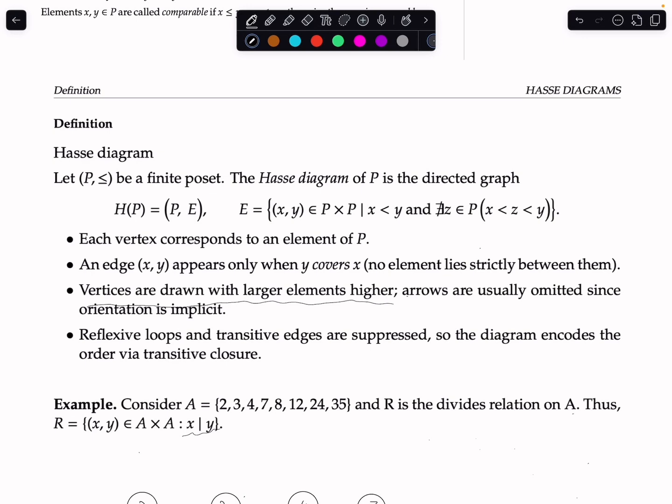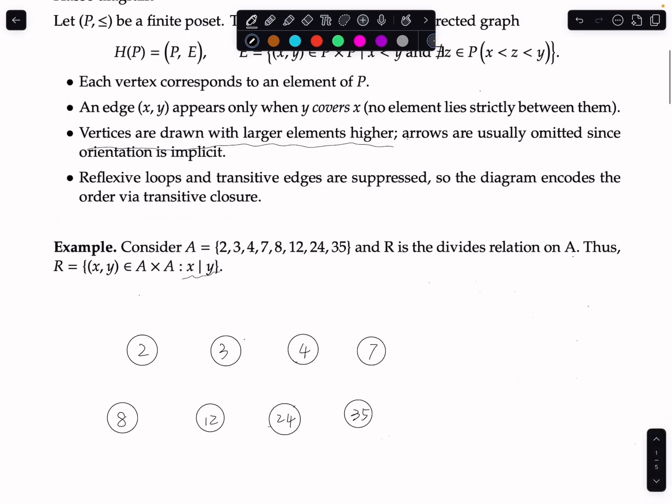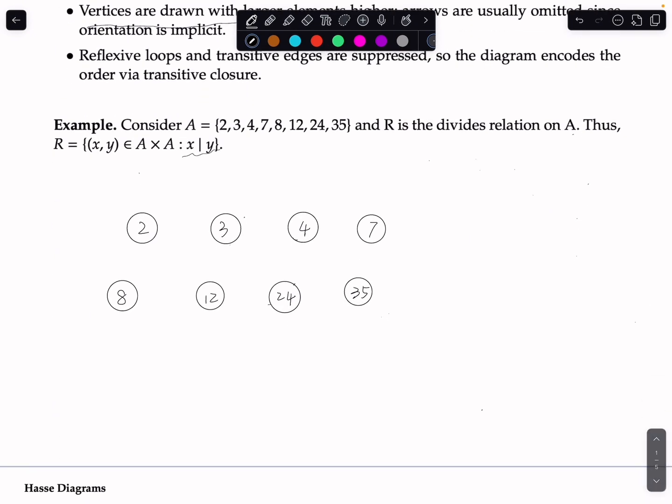So let's step into a specific example together. Let's consider this example. If the set A has all these elements, and R is a divides relation on A, such that R equals the set of pairs (x, y) on A where x divides y. This is the set theory notation of the poset.